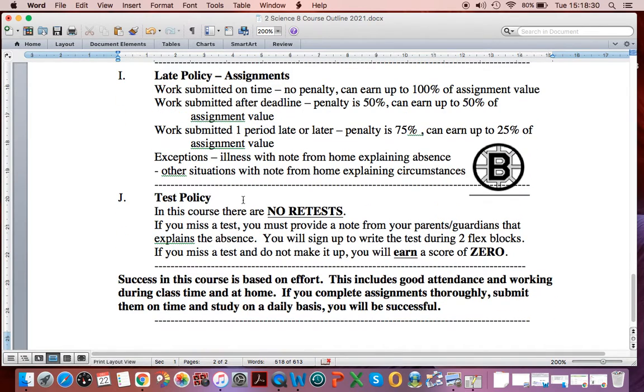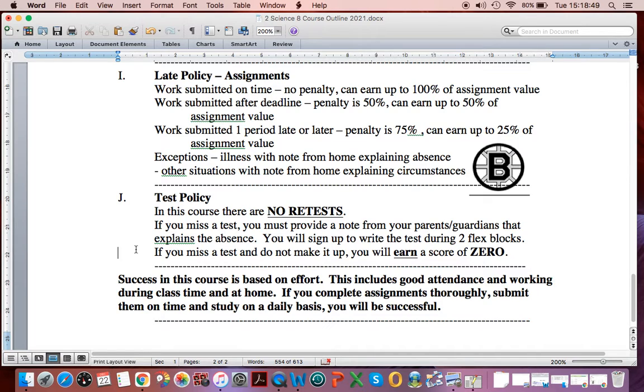Tests. You are expected to write the tests on the date they're assigned. If you're away that day, you will write the test when you return to class. And at the end of a term, if you've missed any test and have not come in to make it up, then obviously it will be assigned a score of 0.